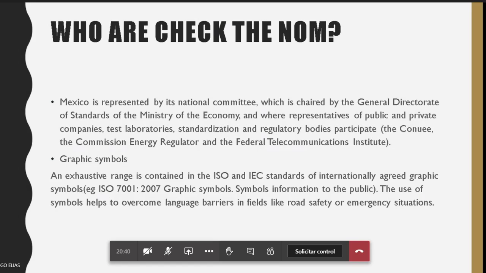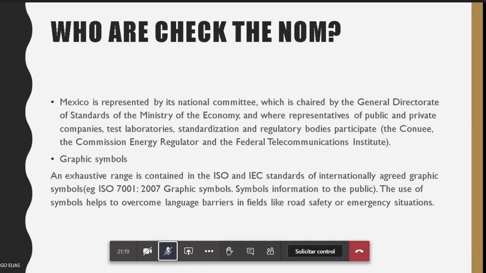Okay, the other point is the graphic symbols. For example, to mention some rules, there is an exhaustive rank contained in the IEC, according to what I said in the previous slides. The ISO goes the same way. Standard and internationality are great graphical symbols. Okay, the ISO 7001 and 2007 graphic symbols.